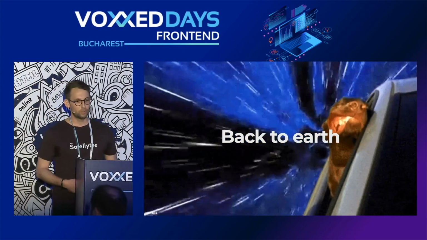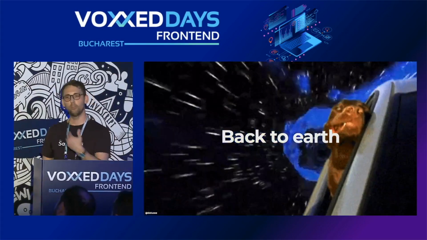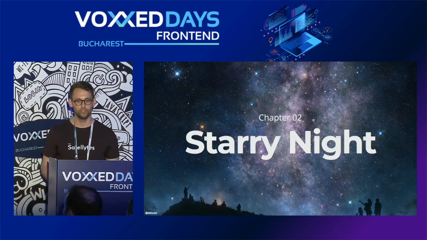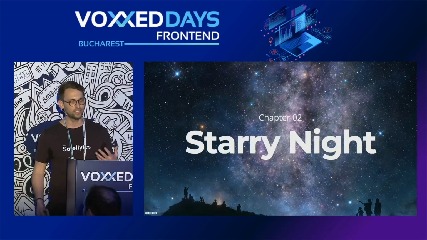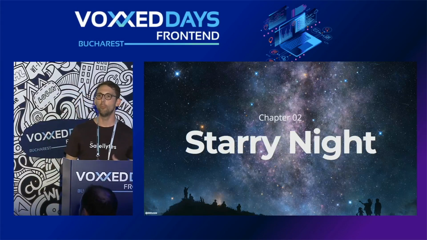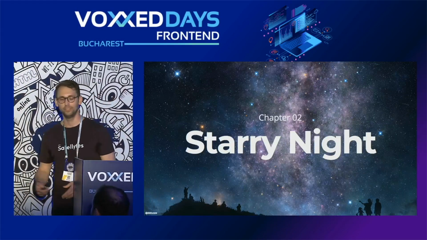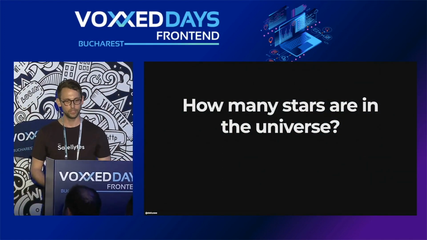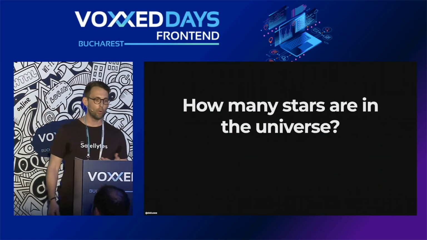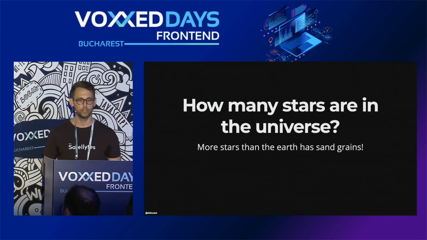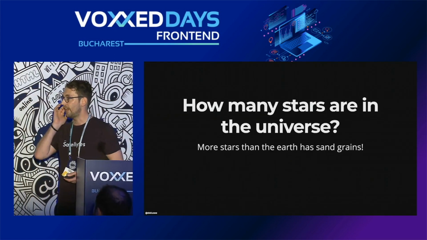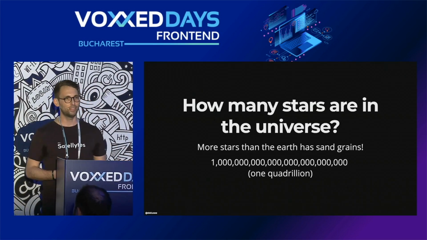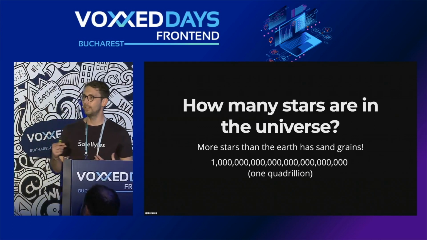But to observe our night sky, we need to travel back to the Earth first. And arriving at the Earth, we can see the beautiful night sky, and one question of a romantic stargazer is inevitable. How many stars are in the universe? So a romantic would say, more stars than the Earth has sand grains. And scientists would maybe say 1 quadrillion stars. But all those numbers, they're not really helping here.